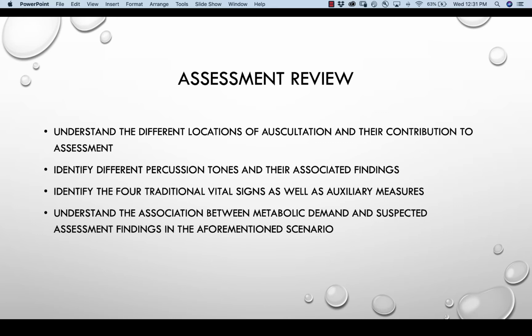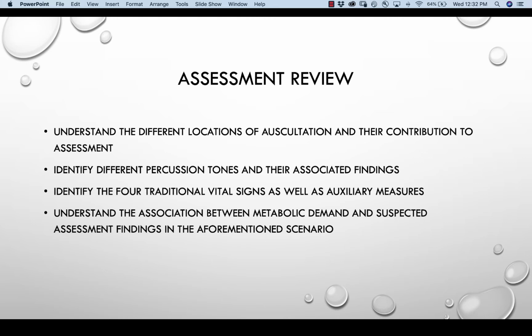So let's start with the beginning. We talked about assessment a little bit in this course. So here are a few things that you guys should really focus on as far as answering questions for this exam. Understand the different locations of auscultation and how it contributes to assessment. This is pretty straightforward. These are kind of respiratory 101 questions, but they aren't going to be like, where do you auscultate X, Y, and Z? Just a general question about listening to the lungs.